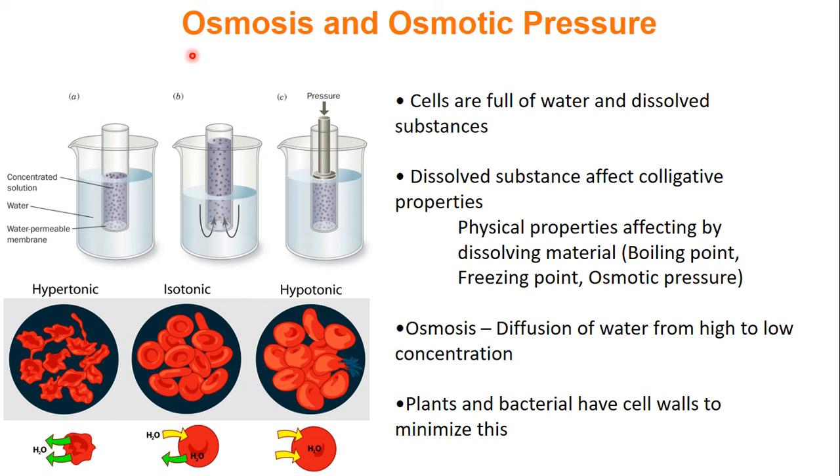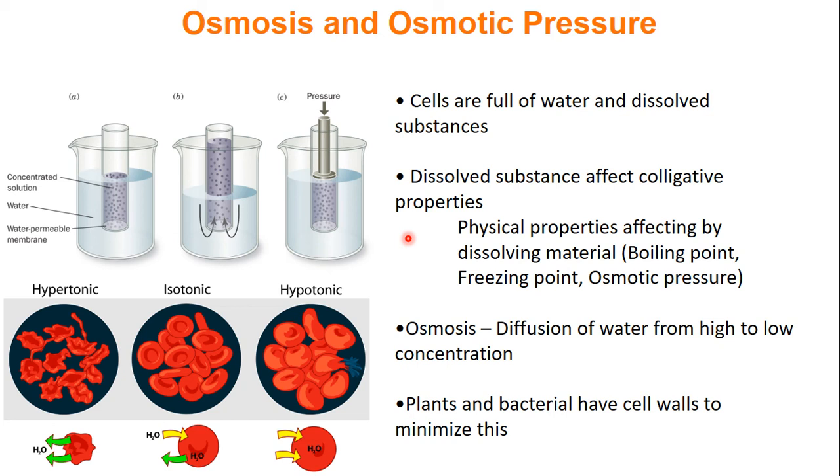Now, speaking of water and energetics of water, we can look at the diffusion of water, because this idea is very important, as cells are full of water and cells are also full of dissolved things, dissolved particles. And this leads us to the idea of colligative properties. Again, something that was covered in general chemistry. Colligative properties are simply physical properties of a solution that are affected by dissolving materials in that solution.